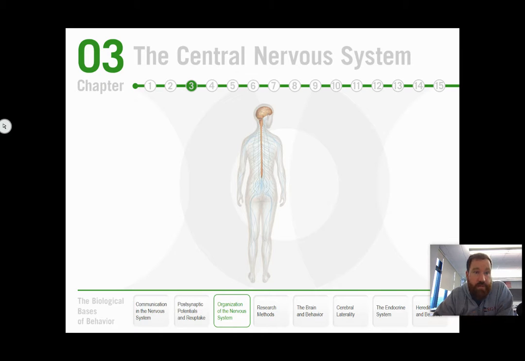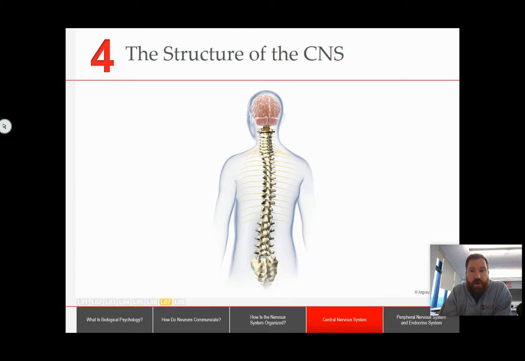That's why concussions happen, right? It's not fully packed up. The brain bounces off against the inside of the skull. Okay, so structure of the central nervous system. Again, we're getting into a lot of this stuff.